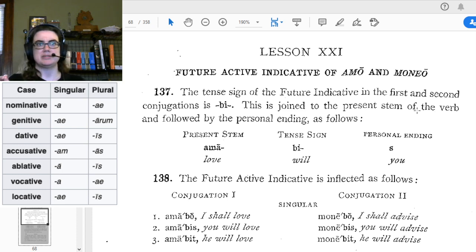Amabis. You will love. Ama, bi, personal ending. Personal endings back to being an O, S, T, mus, tis, nt.